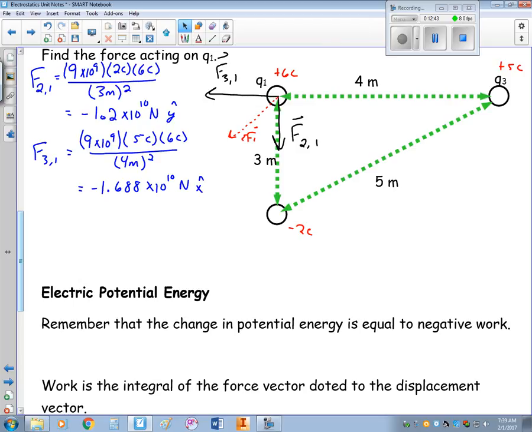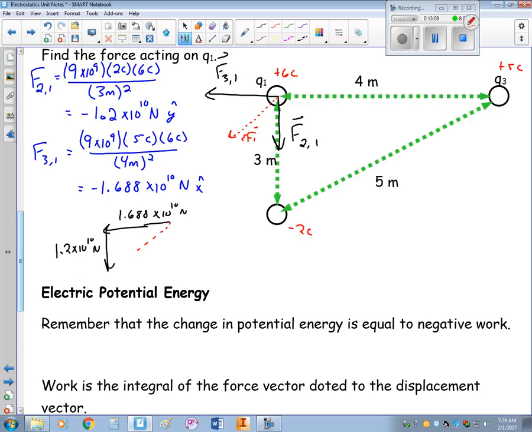So if I were to put these back together, that means I would have a force of 1.688 times 10 to the 10th newtons. Then I'd have 1.2 times 10 to the 10th newtons pointing in this direction. That gives me a right triangle, so then I can find the angle and the net force acting on particle 1.